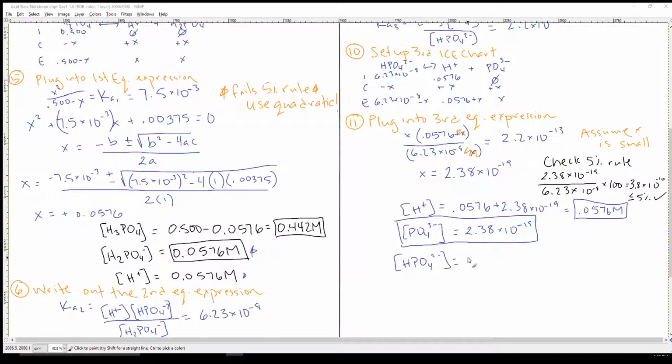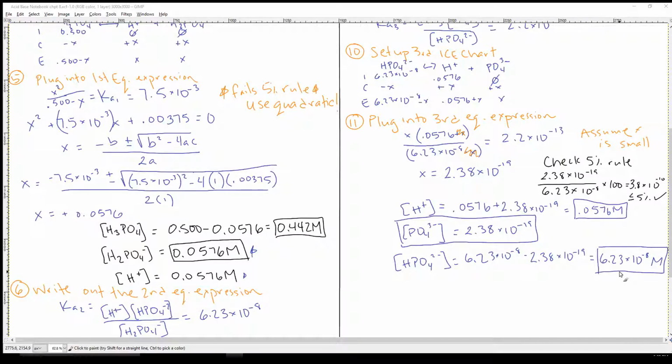That one ended with the concentration of 6.23 times 10 to the negative 8 molarity. So this is our final HPO4 2 minus, so I can box it.